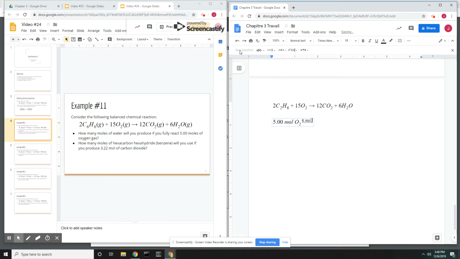If I look at the balanced chemical equation, there's a 6 in front of the H2O, so I know that's what I'm going to be using at the top. There's a 15 by the oxygen, so that goes on the bottom. Then I just calculate and round to sig figs. And then for the second one, I'm looking for benzene, so that's a C6H6.